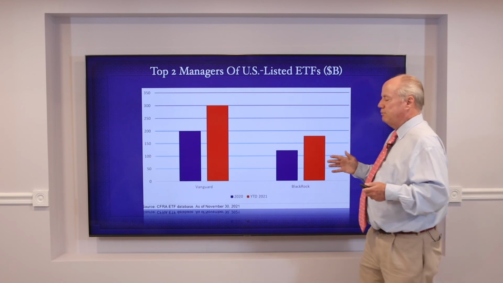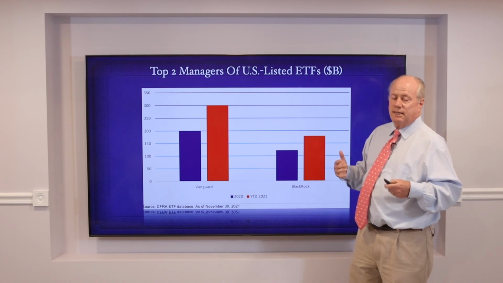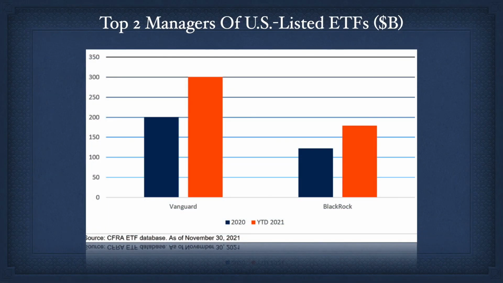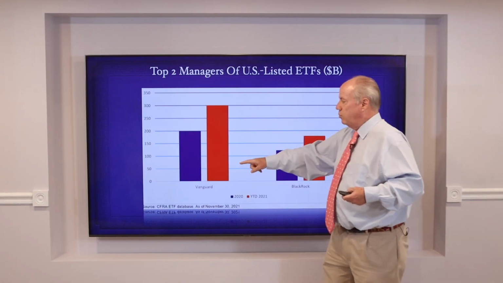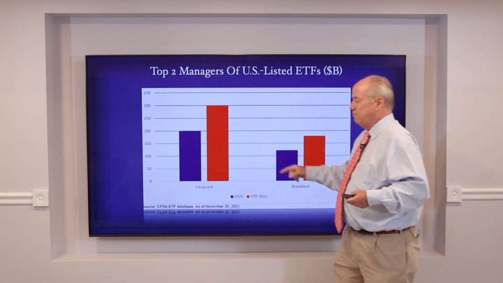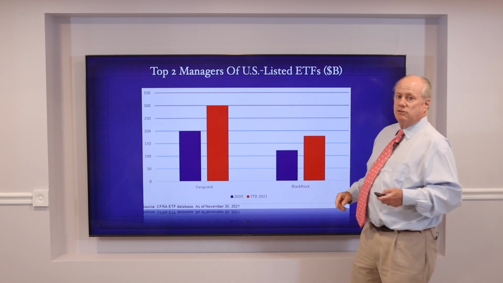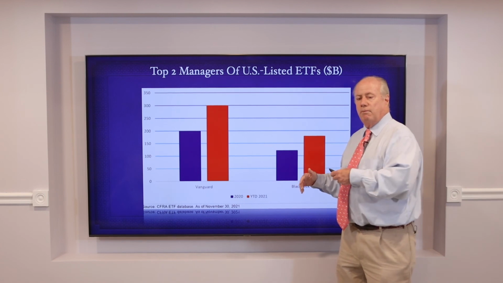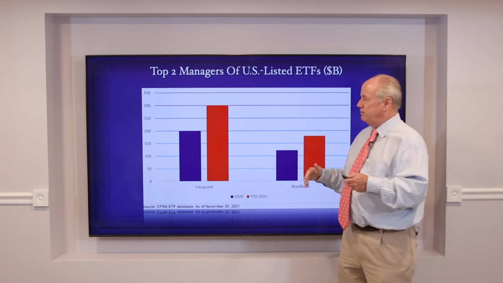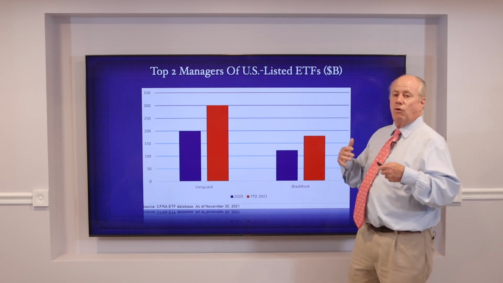If we look at the top two managers of U.S. listed ETFs, Vanguard was the original and they're the biggest, and then BlackRock is now second. And you can see what happened between 2020 and 2021, how big the growth was. Vanguard went up 50% and BlackRock went up almost 50%. Remember that 2021 was a really good year for stocks, and they saw a significant amount of inflows into their total ETFs.